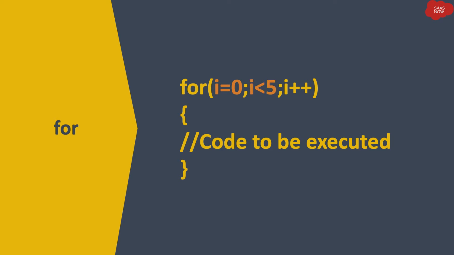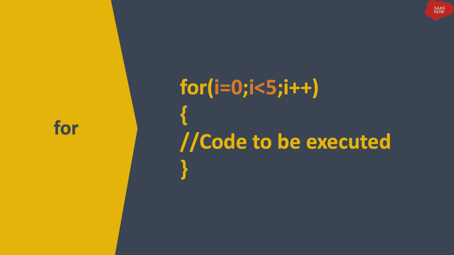Then we have the second statement, that is i < 5. This is basically the condition that decides till when the code in the main block should be executed. The code which you have mentioned in curly brackets will keep on executing till this condition is true. Once this condition returns false, the code will not be executed.